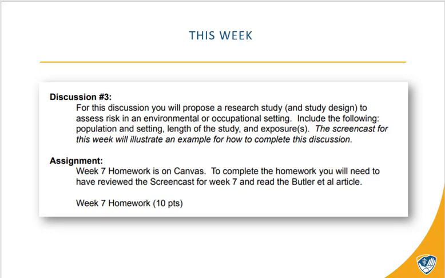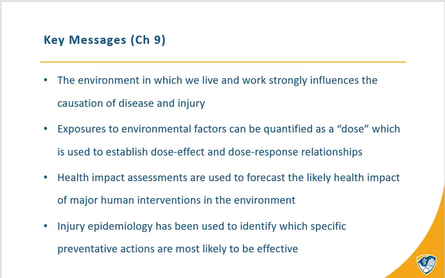Here's the discussion topic for this week. You're going to propose a research study and study design to assess risk in an environmental or occupational setting. So probably for the majority of us, we're going to be thinking about an occupational setting. Include the following in your post: the population and setting, the length of the study, and the exposures. What I might present, well, actually, it's at the end of the screencast. So at the end of the screencast, we'll give an example of what that looks like. And your homework is on Canvas, and turn that in by Sunday, please.